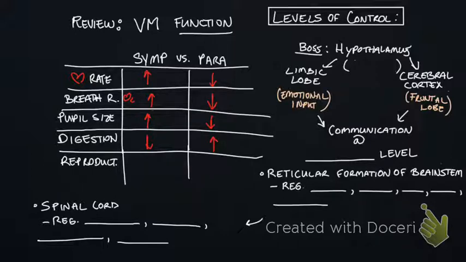And reproduction: the sympathetic system actually controls climax, whereas parasympathetic is in control of arousal. For instance, in male reproduction, climax is considered ejaculation, whereas parasympathetic arousal would be considered erection.